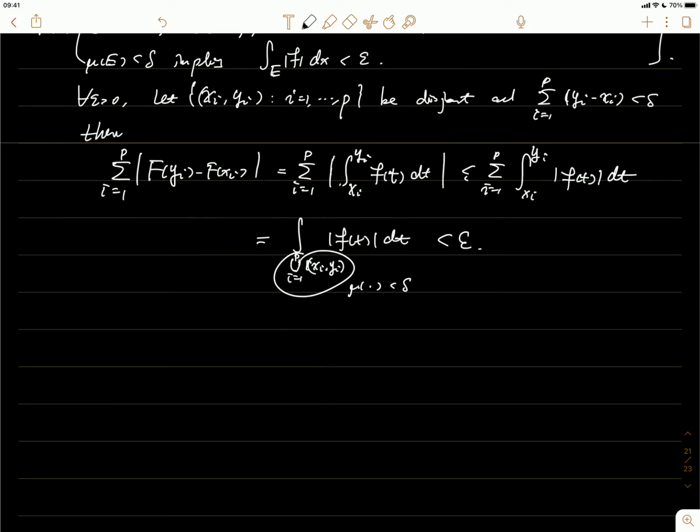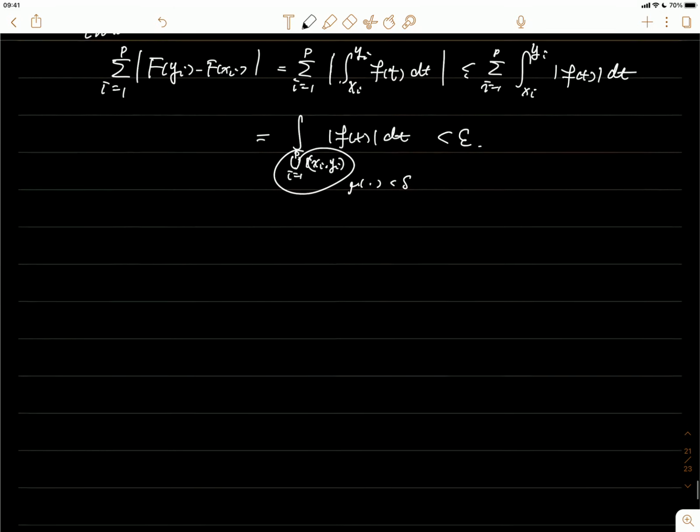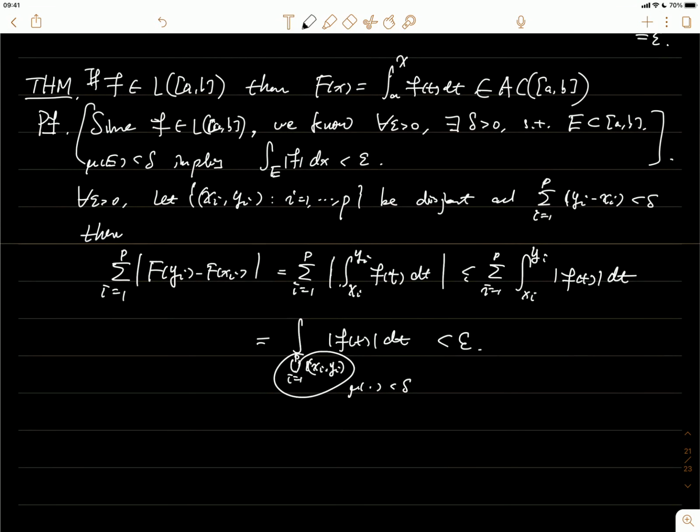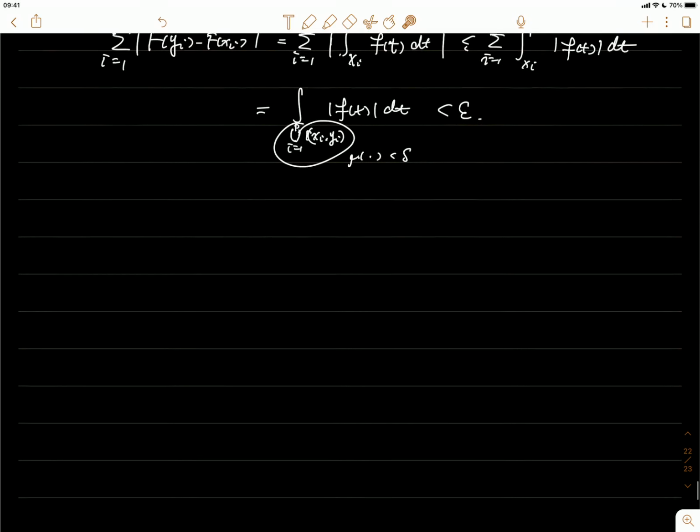Right? This completes the proof since we have shown that this will be less than epsilon as long as the sum of these intervals is less than delta. Okay, so this is one side: when we know the function f is integrable, then we define this kind of function that is taking the integral of f up to x. This function will be absolutely continuous.